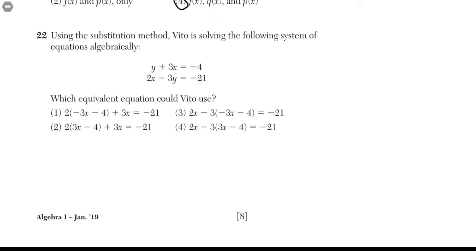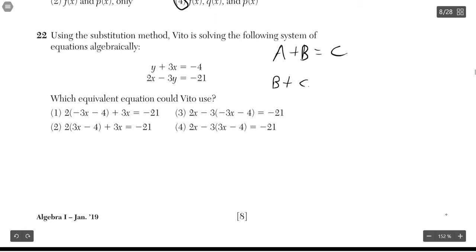Okay, this one's going to be kind of hard to do without a calculator. But it's not that hard. Substitution means that if I say A plus B equals C, and then I tell you B plus C equals D, so I can replace C with A plus B. Okay, that's not a great example, but that's the general idea. If I know C equals A plus B, I can replace C, I can substitute it with A plus B.